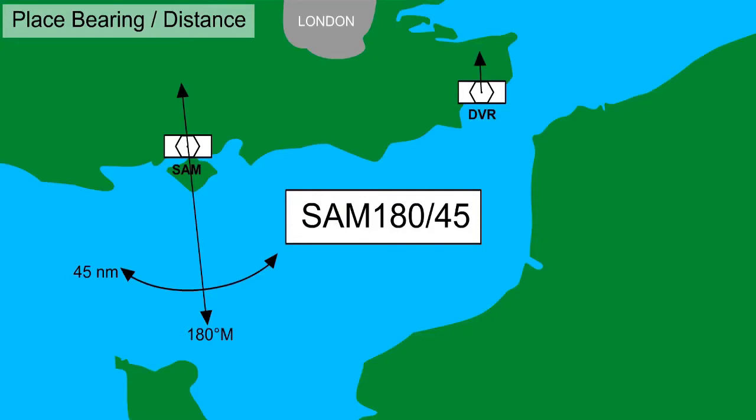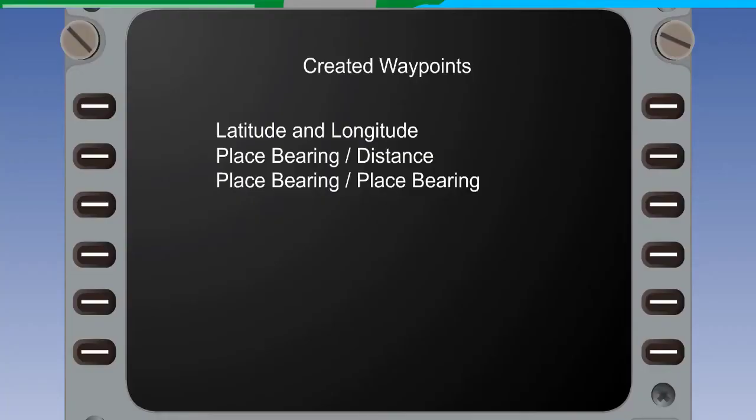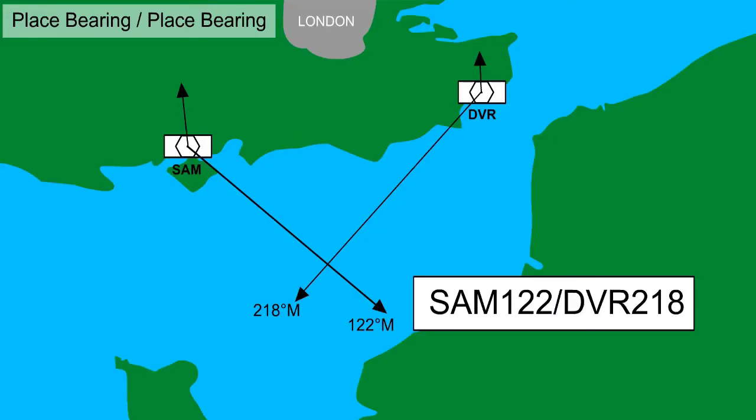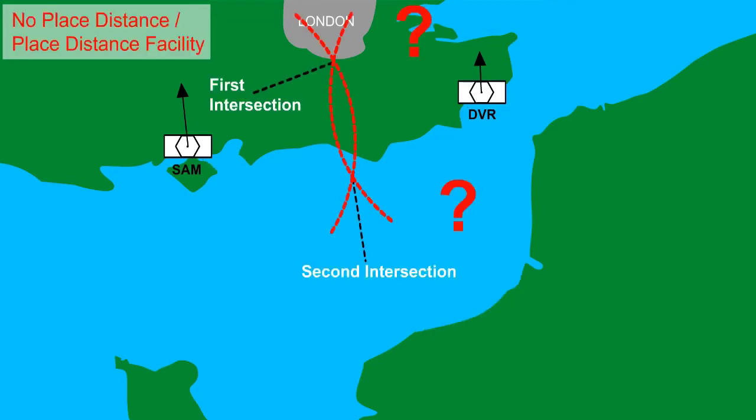Next is called place bearing and distance. For instance, Sierra Alpha Mike 180/45 means 45 nautical miles range on the 180 magnetic radial from Southampton VOR. There is also place bearing/place bearing. Sierra Alpha Mike 122/Delta Victor Romeo 218 is where the 122 Southampton radial crosses the 218 Dover radial. Note, however, that there is no place distance/place distance facility, as this would result in 2 possible solutions, and the FMC would not know which one to take.